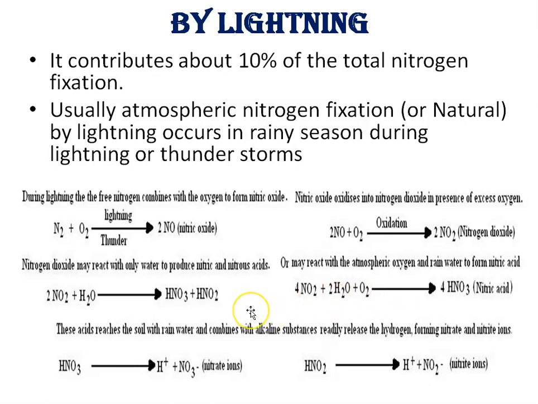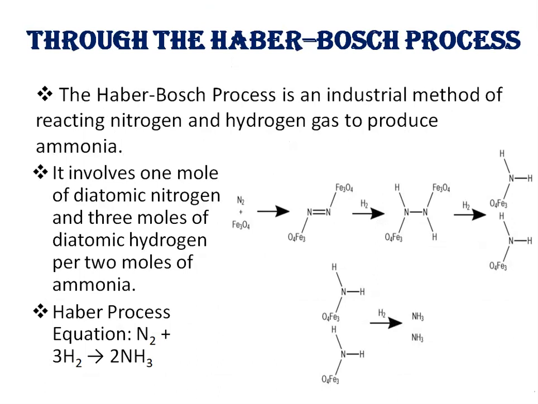Then these acids, nitric and nitrous acid, reach the soil with rainwater and combine with alkaline substances and release hydrogen, forming nitrate and nitrite ions. From HNO3, nitrate ions are formed. From HNO2, nitrite ions are formed. And these ions are then readily available for microorganisms to use. Right?